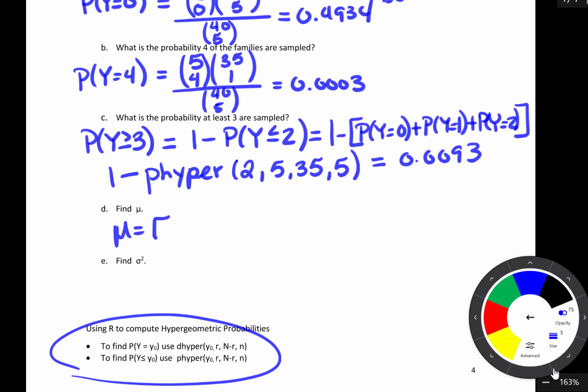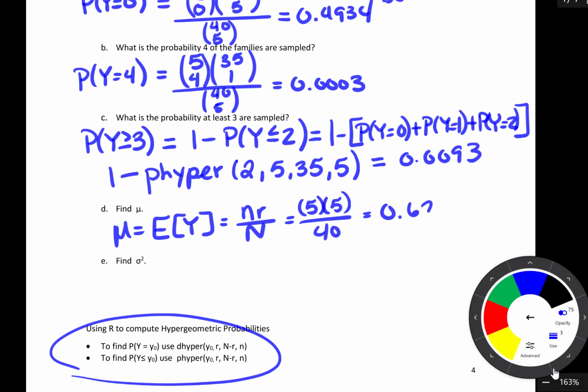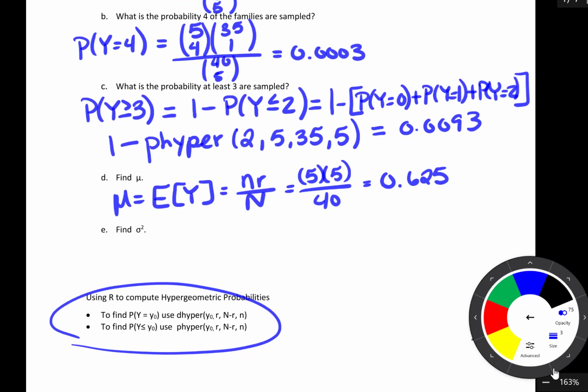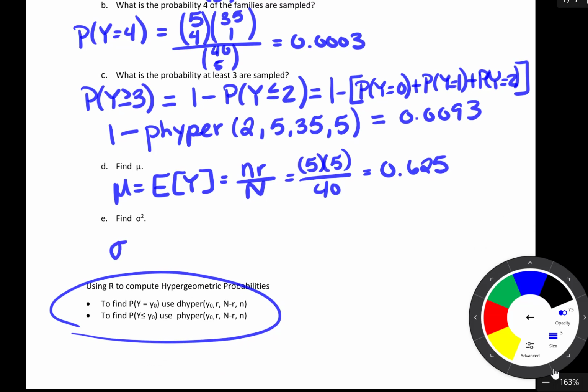We could also find the mean and the standard deviation. So to find the mean, we have mu is equal to the expected value of Y, which is equal to n times r over capital N. So here we have 5 times 5 divided by 40, which is equal to 0.625. And for the standard deviation, we could do the following.